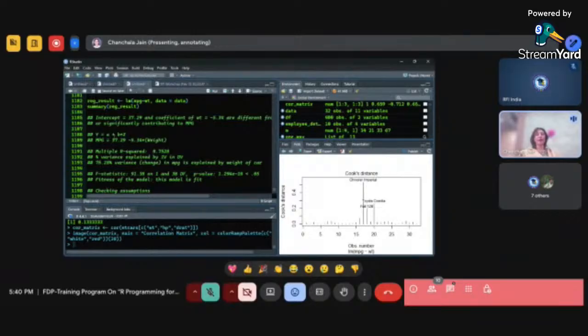Similarly, if this is constant or I'm ignoring this, and I increase the weight of the car by 1 unit, there will be a minus 5.34 unit change in the MPG, right? So this way we can understand the relationship between these two variables. That is how we can understand how weight is impacting the MPG of the car.